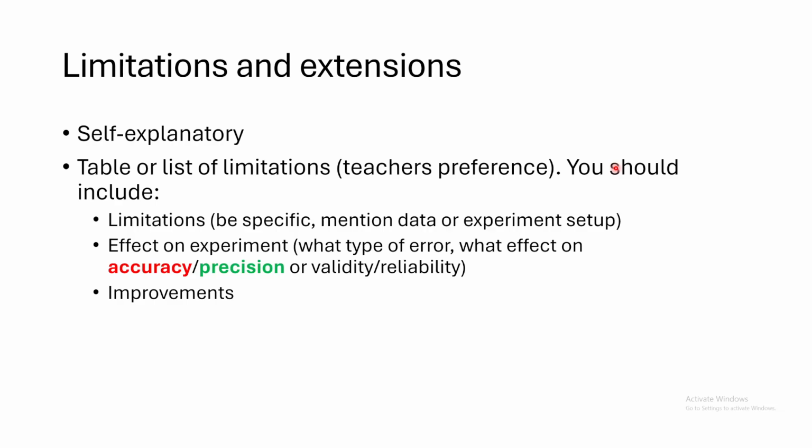The effect on experiment, essentially, was what type of error, what effect it had on accuracy slash precision in your data, in your process data, or validity slash reliability in your experimental design. So this is where things can get really confusing when we're talking about accuracy, precision, and validity, reliability in essentially the same paragraphs. This is confusing, but it isn't impossible, and you just have to really understand what accuracy, precision, and validity, reliability mean.